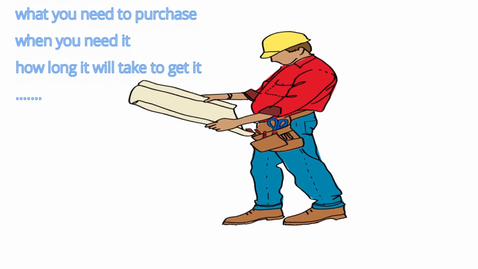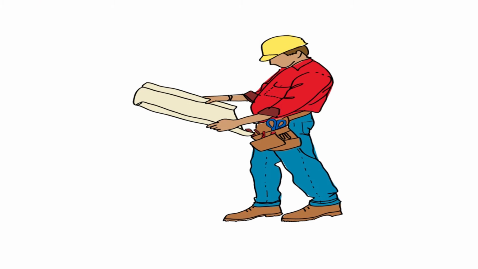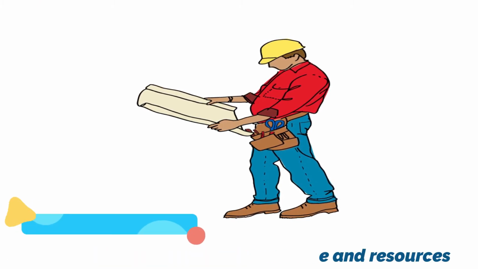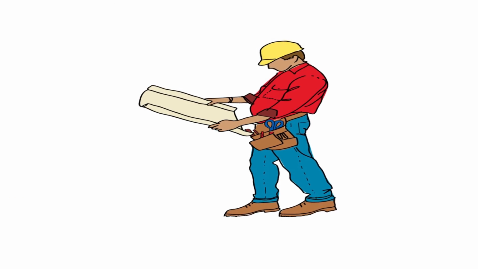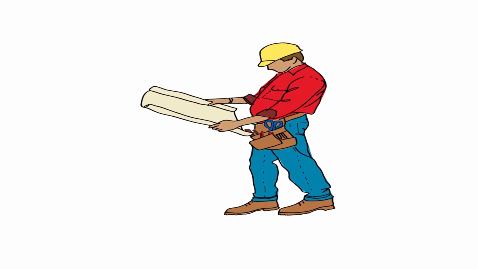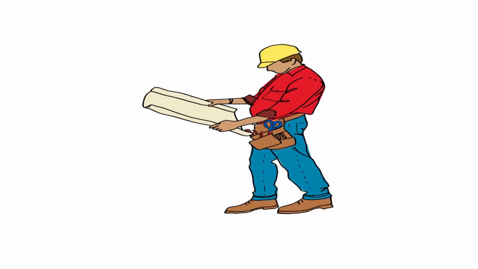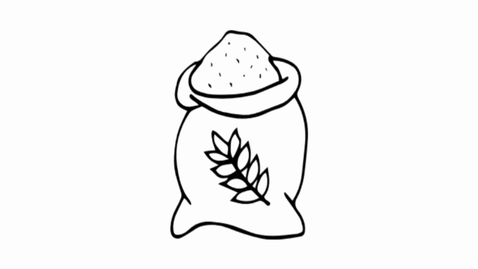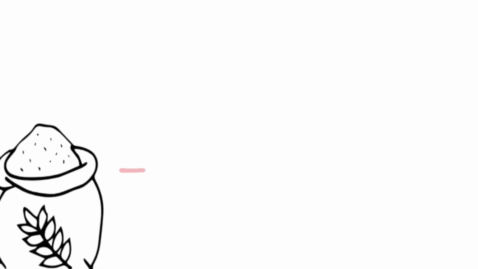All manufacturing businesses, from a small pizzeria to factory production, have the same goal: to make quality goods with minimal time and resources. Let's take a step-by-step look at what you need to achieve that. Firstly, what information is required for proper manufacturing planning? Of course, you must have a full overview of the necessary materials and components for your product. That's the first thing needed in production planning.